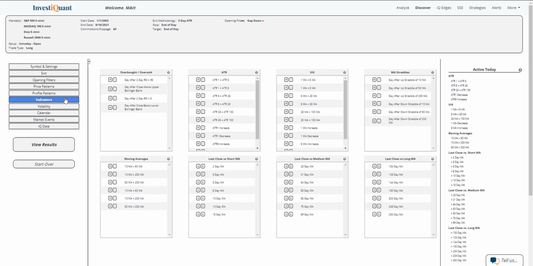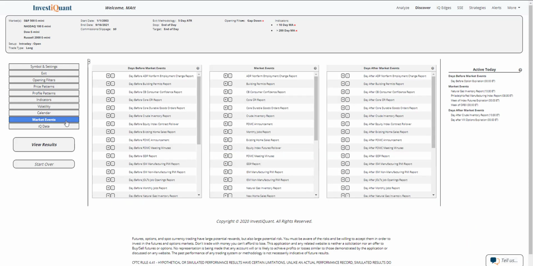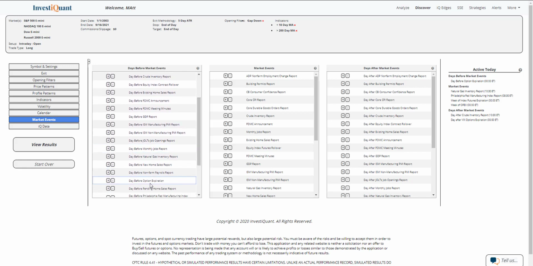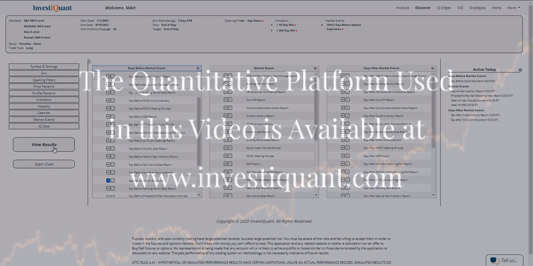Next, I'm going to put us in a similar market environment. We are still below a 10-day moving average, but above a 200-day simple moving average. And then lastly, I'm going to hop in the market events library, and I'm going to say that it is the day before options expiration. That comes from this category right here. I can scroll down just a little bit. There it is, day before options expiration. Hit equals next to that. Now I can click view results.